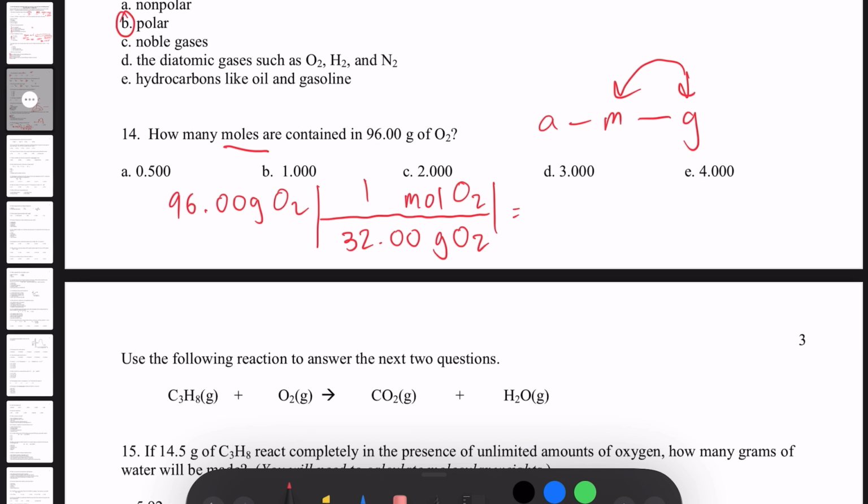And this is very simple. What we're going to do here is divide 96 by 32, and that should give us 3.